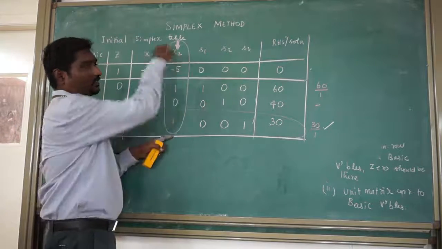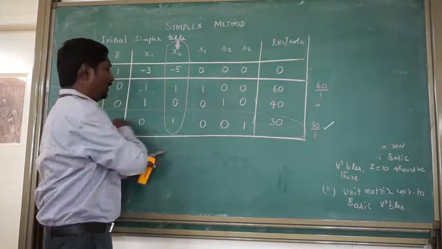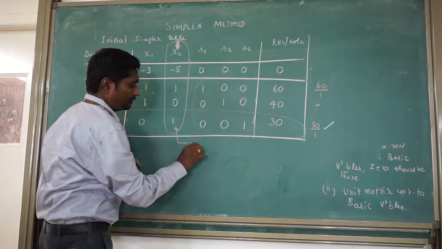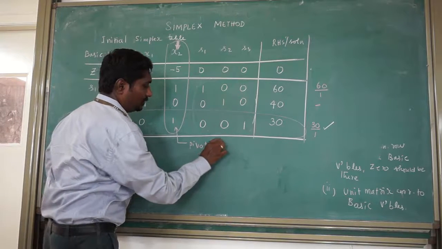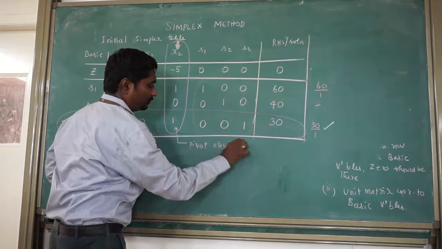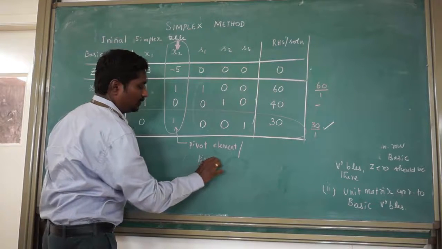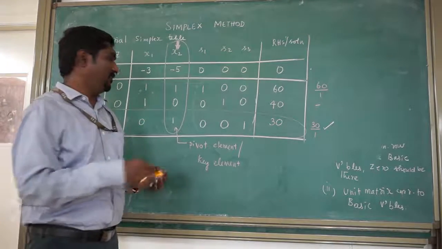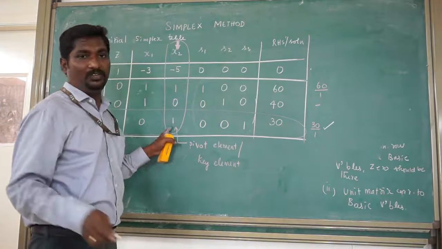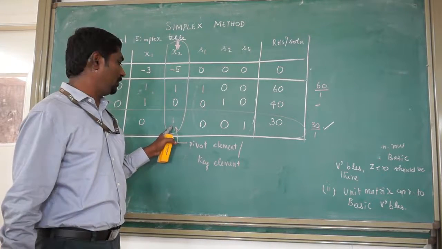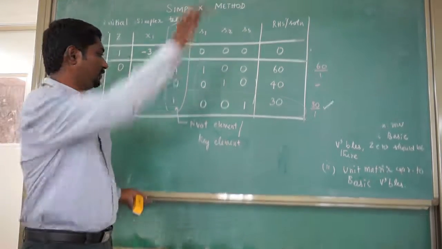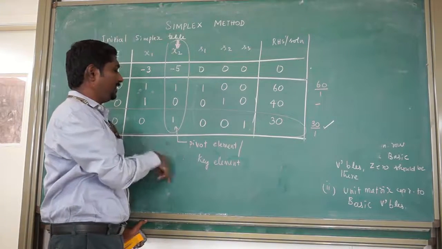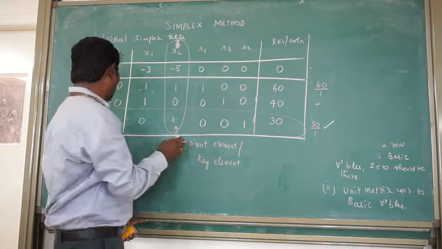The intersection of this entering column and leaving row, this element we call it as pivot element, or key element. So this we have to identify, because in the very next iteration we have to make this value as 1, and fortunately in this problem we have this value as 1. Otherwise, let us say if you are going to have 4 as the pivot element, then in the very next iteration you have to make that value as 1. How will you make this?